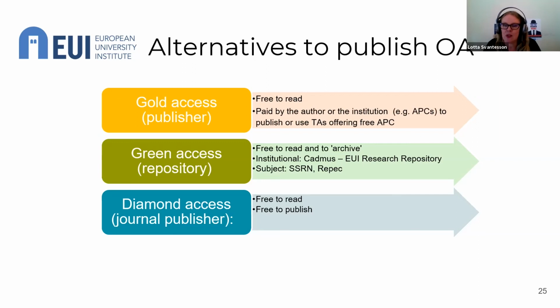Here it is Cadmus, the name of the EUI research repository, but you also have subject-oriented research repositories, SSRN in social sciences, RePEc for economists. SSRN, you may know, was bought by Elsevier some years ago, so it's a commercially linked repository and has costs for people usually, and in any case you have to register. And the diamond access is very rare, but it offers free to read and free to publish.